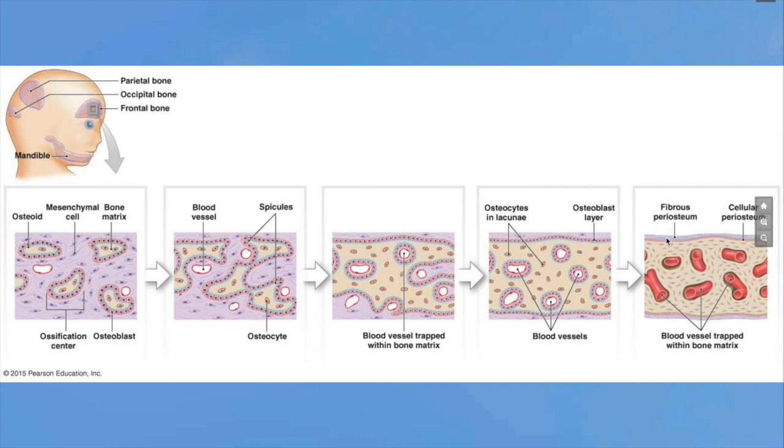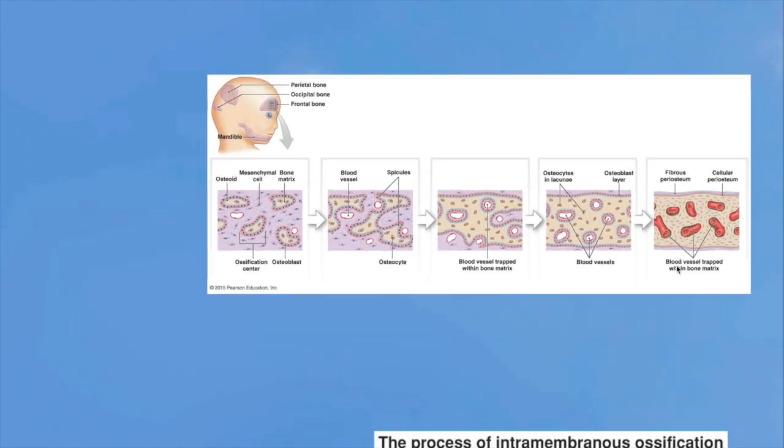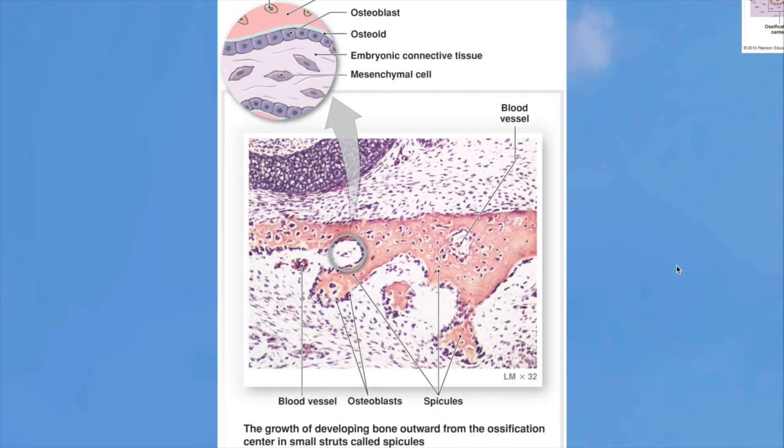So the last step, there's our periosteum forming, and it looks like osteons. And so here it is again. Here it is actually happening. Here's a blood vessel. Here's our ossification center. The osteoid is secreted. These osteocytes become trapped, and it grows, and the blood vessels get trapped in it.